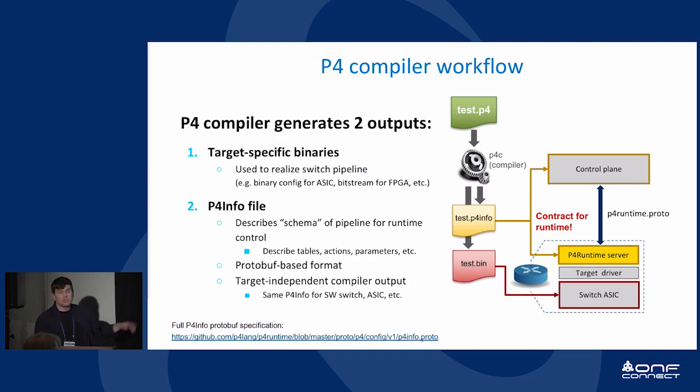The other output of the compiler is what we call the P4 info file, which we can define as a schema of the pipeline. It's what you will see if you look at the pipeline from the top in terms of which tables are available, which match fields can be matched on each table, which actions are available. And the P4 info basically contains all the information needed by the control plane to operate on that pipeline. And that's why we say that the P4 info is what defines the contract between the control plane and the data plane. And that's what is used by the control plane to actually format the P4 Runtime messages to, for example, populate tables.